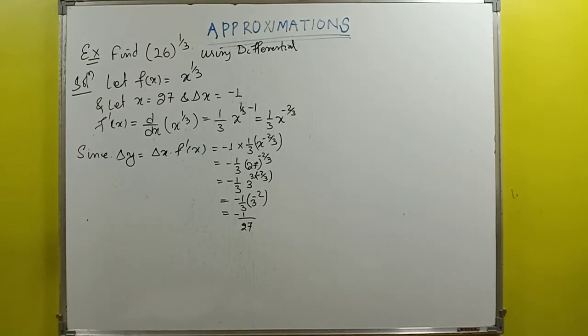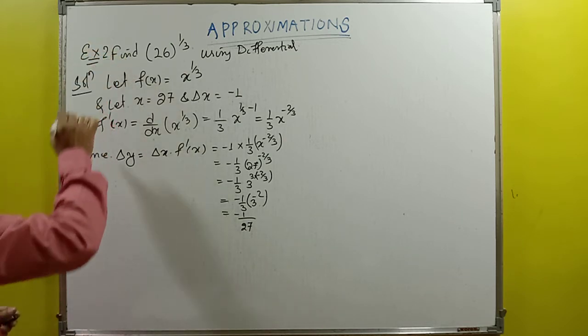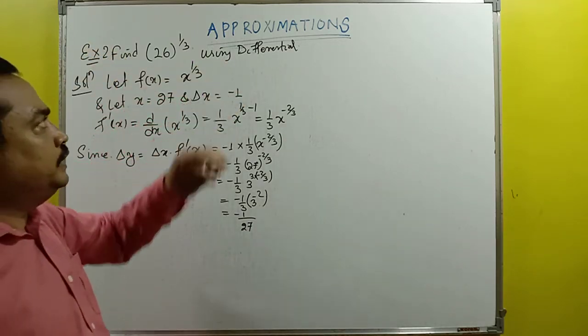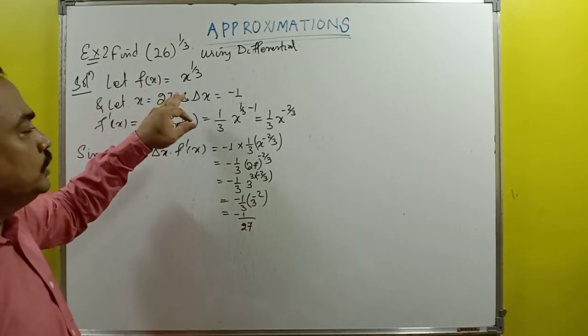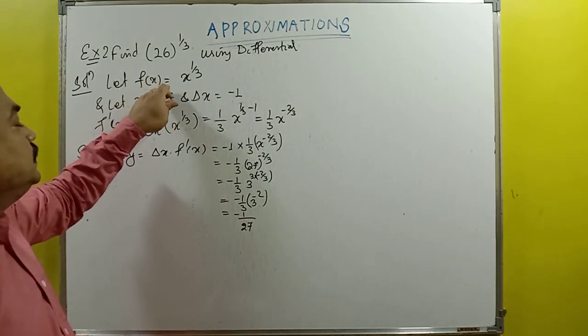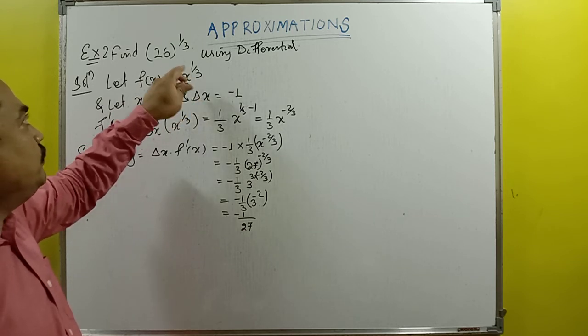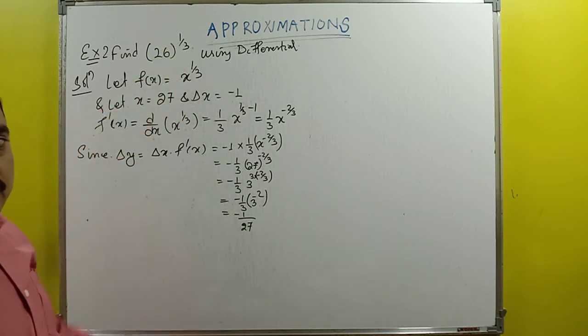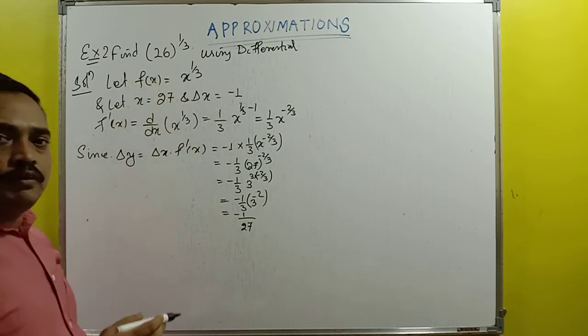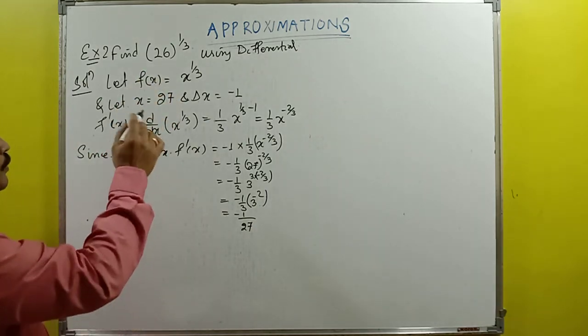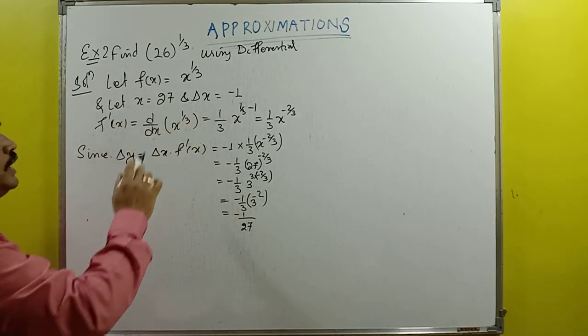Now another example, example 2. Here another question is, find 26 to the power 1 by 3 using differential. In the same method, let us define the function. Step 1: f of x is equal to x to the power 1 by 3, because 26 to the power 1 by 3 is asked. According to the pattern, f of x is x to the power 1 by 3. Now you have to define what is x, what is del x.